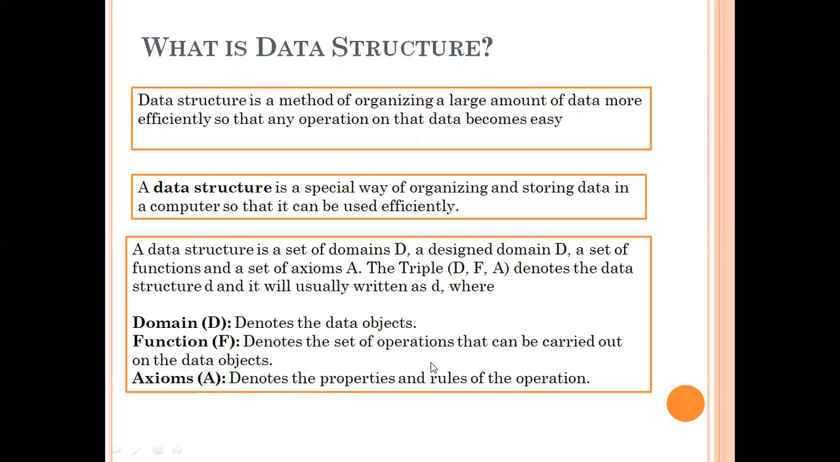So in short, you can say that a data structure is the collection of D, F, A. D denotes the data object. F denotes the operations that can be carried out on the data object. And A denotes the properties and rules of the operation.